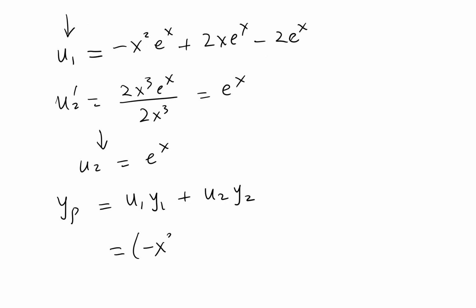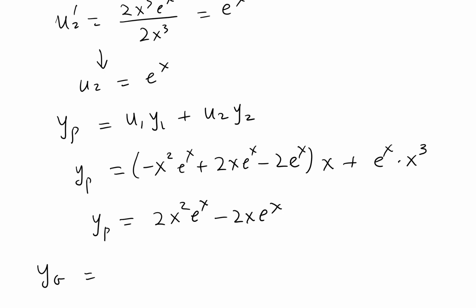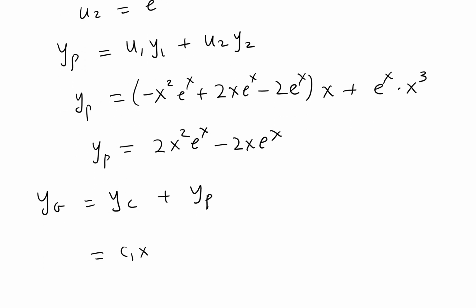u1 is negative x squared e to the x plus 2x e to the x minus 2e to the x, times x, plus y2 times u2, e to the x, and this is x cubed. If we simplify this, negative x cubed e to the x cancels the last one. That will leave only 2x squared e to the x minus 2x e to the x. The general solution becomes yc plus yp: c1 x plus c2 x cubed plus 2x squared e to the x minus 2x e to the x.